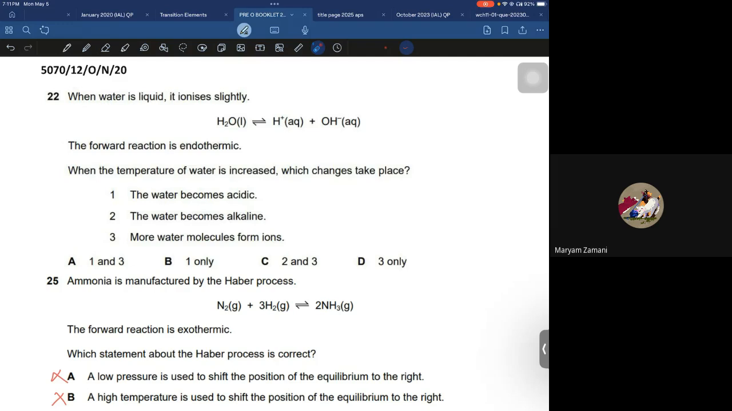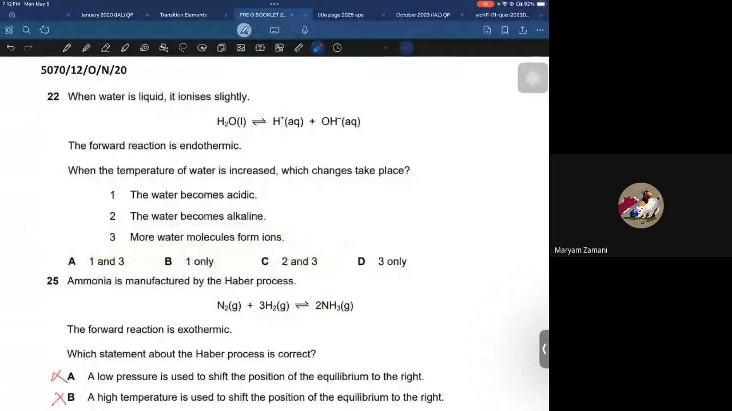So we have learned that if we are going to increase the temperature of an endothermic system, the reaction would move forward. So the reaction would move forward, remember. Forward means that we would be having H positive ions and OH negative ions. So they are saying the water becomes acidic, the water becomes alkaline, more water molecules form ions. So what do you think?